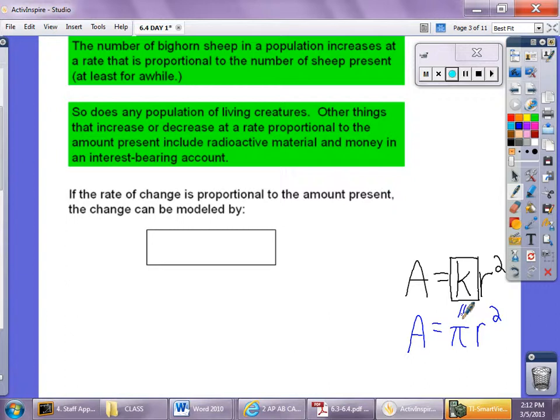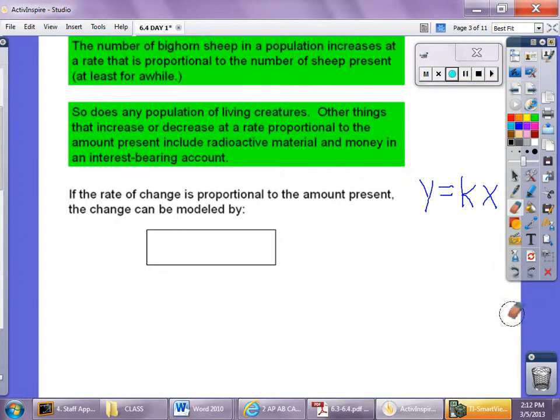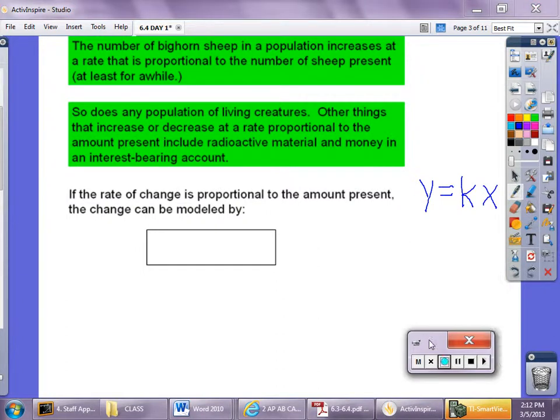If y is directly proportional to x, that would be the equation that you're looking at. So we're going to take what I just mentioned and look back at the statement. So, the number of bighorn sheep, so let's say sheep is S, in a population increases at a rate that is proportional to the number of sheep present. So, over here, the rate.